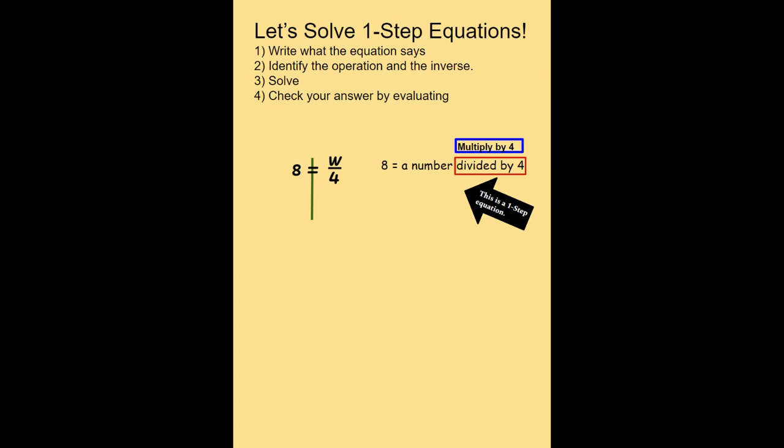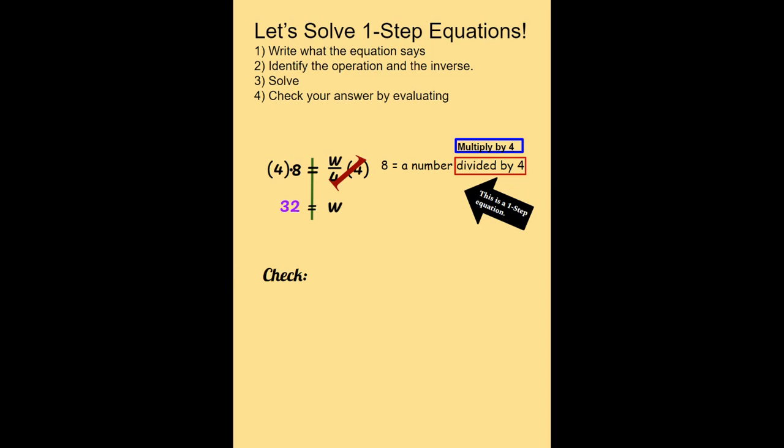Now let's solve. We're going to multiply both sides by 4. 4 times 8 equals 32. And when you multiply and divide by the same number, you get 1 W. Don't forget, there's an invisible positive and an invisible 1. But they are invisible, so we don't always write them in. Now we found that the value of W equals 32.